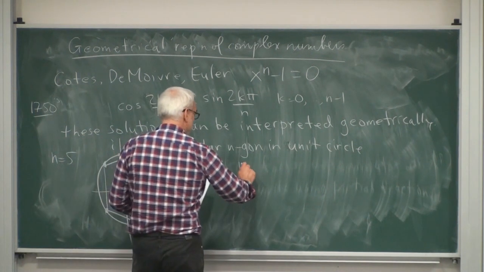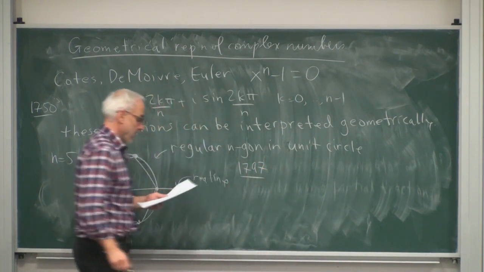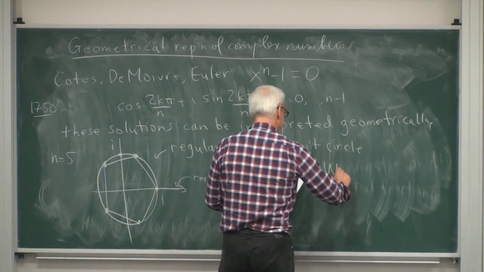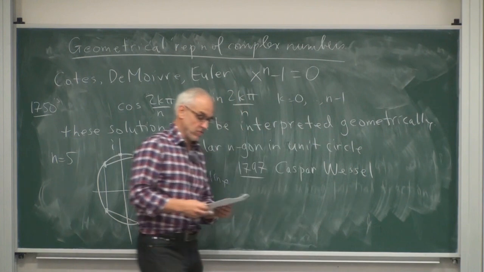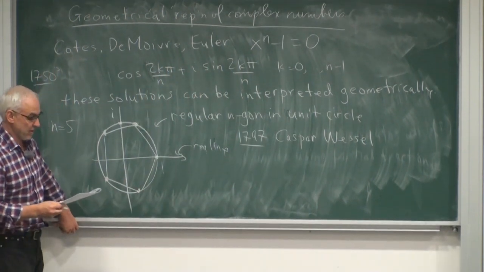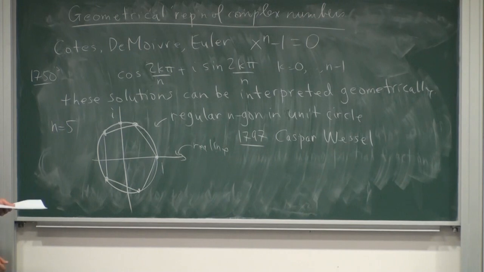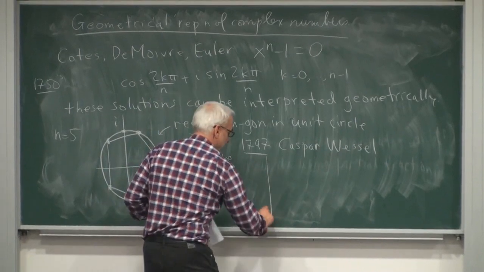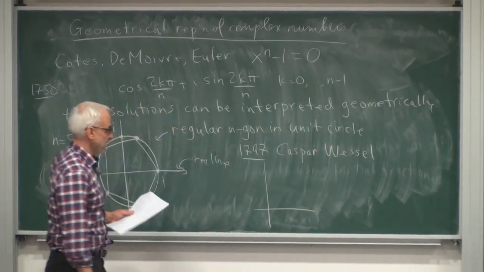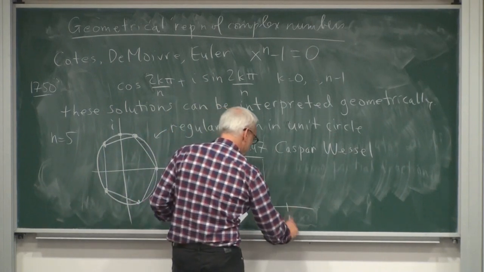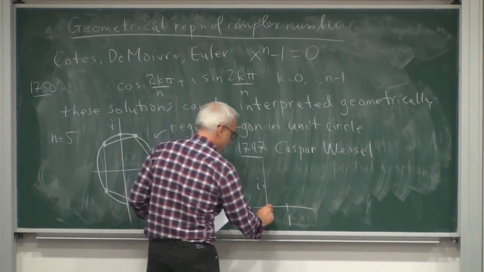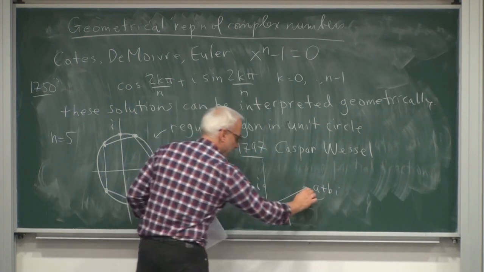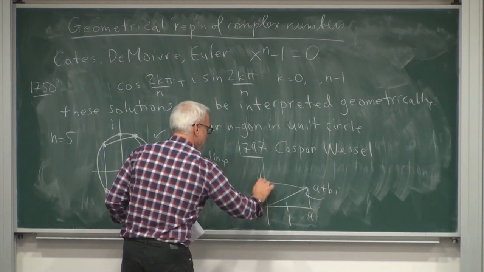So in 1797, there was a Norwegian surveyor, Caspar Wessel, who wrote a paper which was basically ignored by everybody, but it's a very good paper, in which he laid out a geometrical formulation for complex numbers. And he had a vector orientation, perhaps because he was a surveyor. So he said, all right, we'll make axes 1 and i, and we'll think of the complex number a plus bi as a vector. The vector with component a in that direction and the component b in that direction.